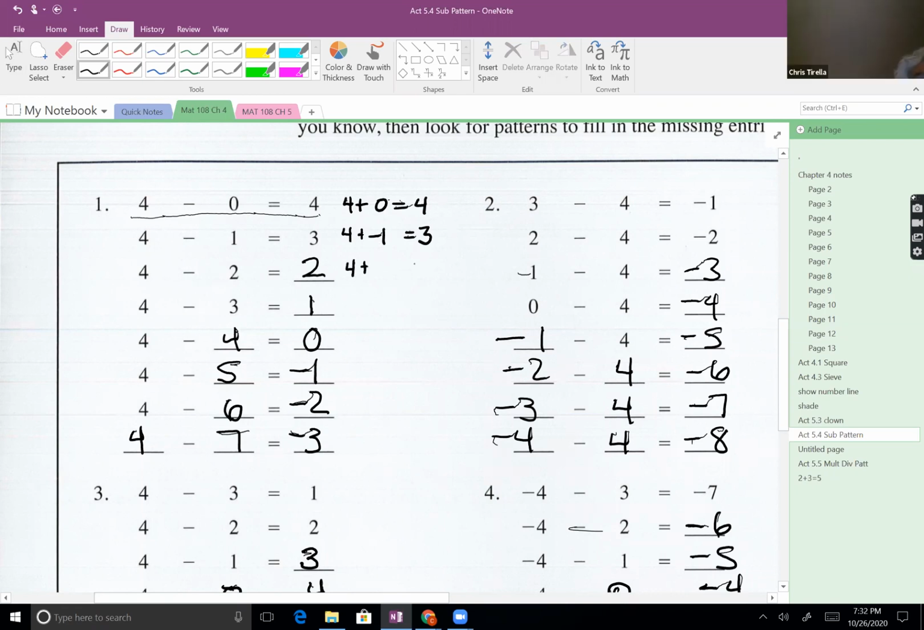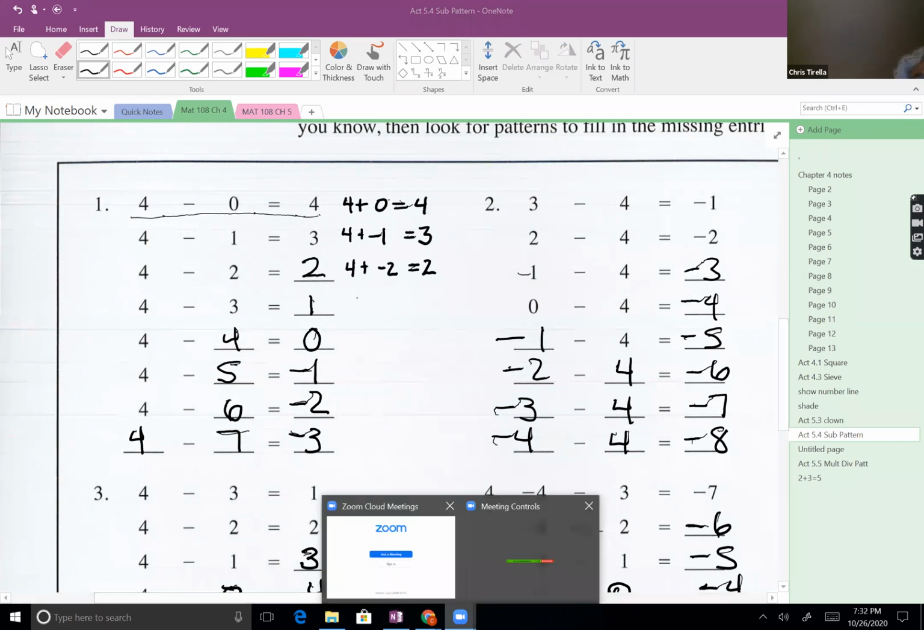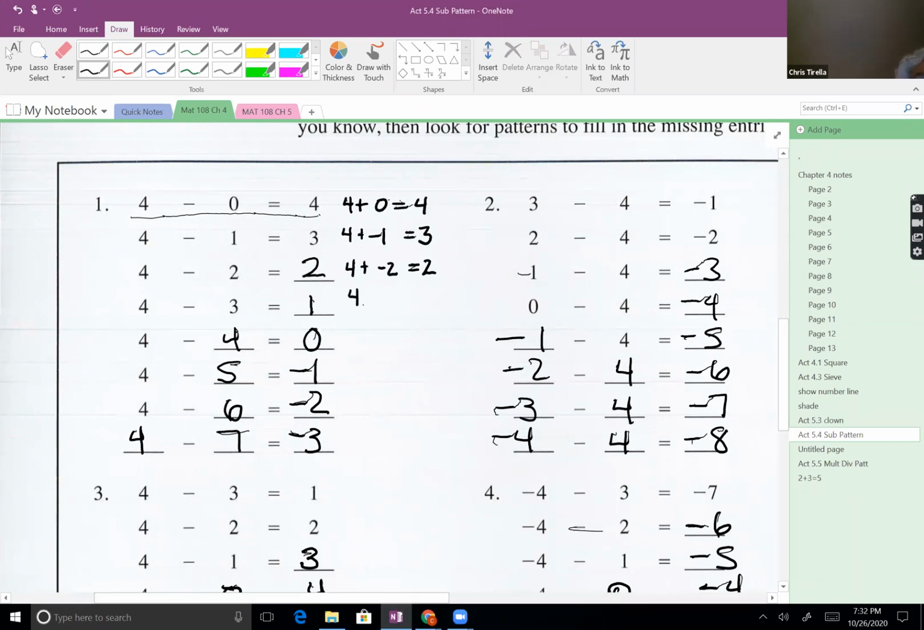4 minus 2 is 2. What would I add to 4 to get 2? -2. 4 minus 3 is 1. What would I add to 4 to get 1? -3. What would the next one be?